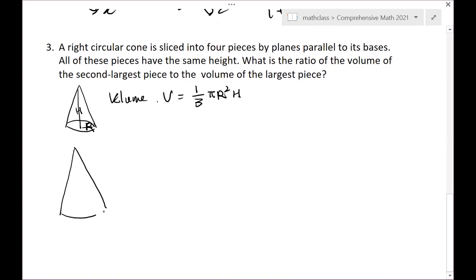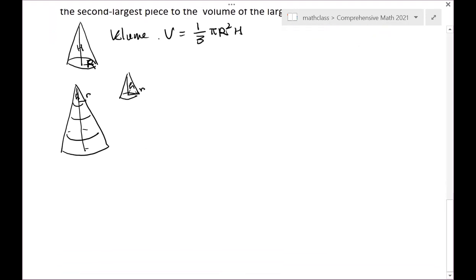You cut the cone into how many pieces? 1, 2, 3, 4. So you have 4 pieces. For simplicity, I'm going to denote the first piece, which is a cone, with radius R, and the height is H. So that's the first one. The height is H, this is R.